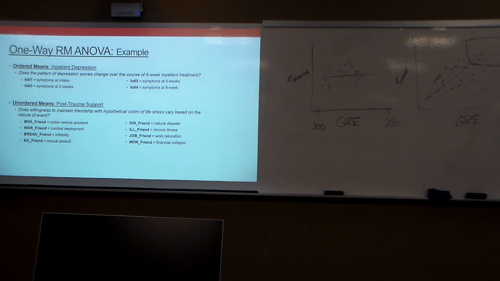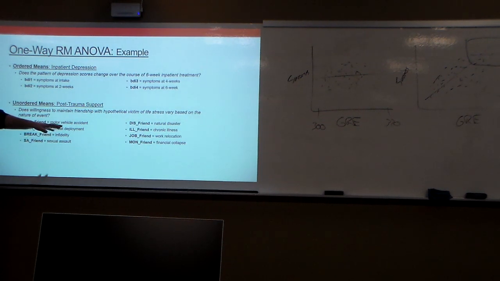It's not feasible. But what we can do instead is have one potentially large group of people come in and give them different vignettes to go through and respond to, right? So I rate motor vehicle accident, and then combat, infidelity, and sexual assault, and so on, and have the same group of individuals rate each one of these vignettes separately, okay? Now we've got a repeated measures design that's much more powerful.